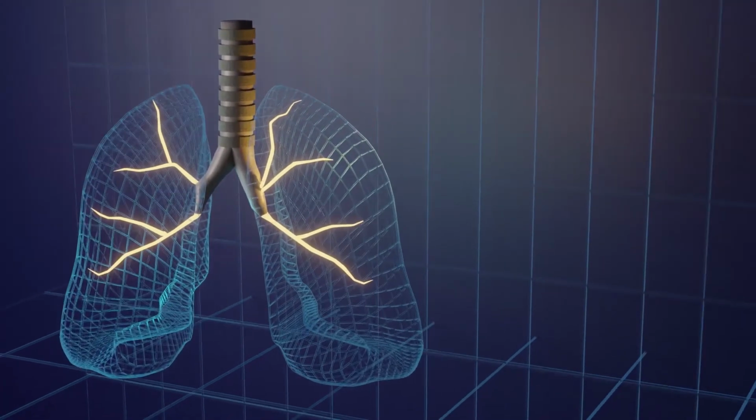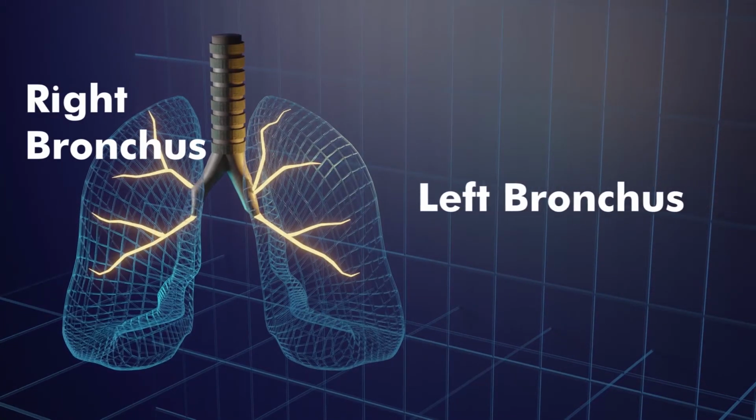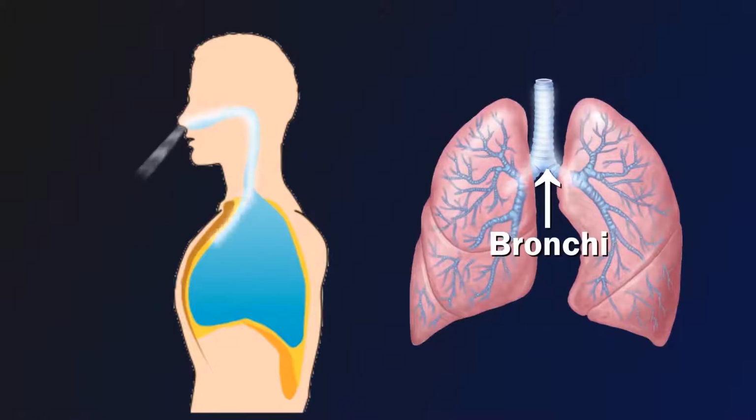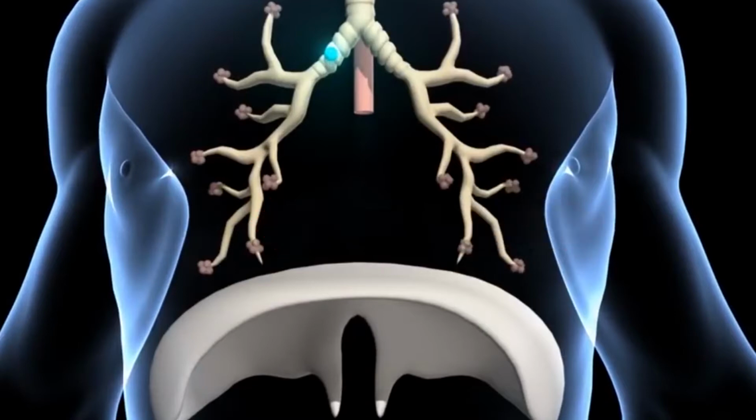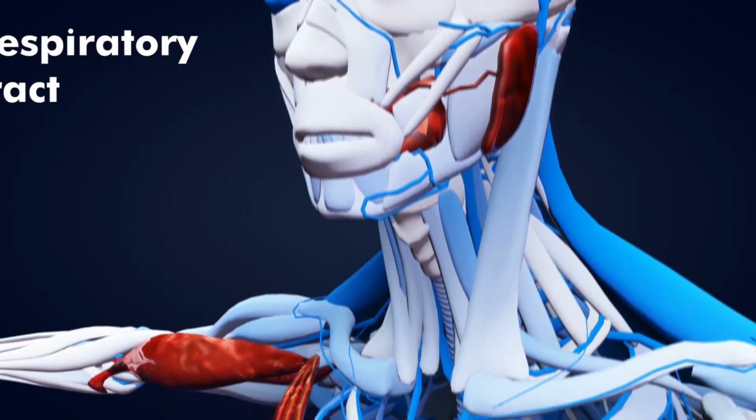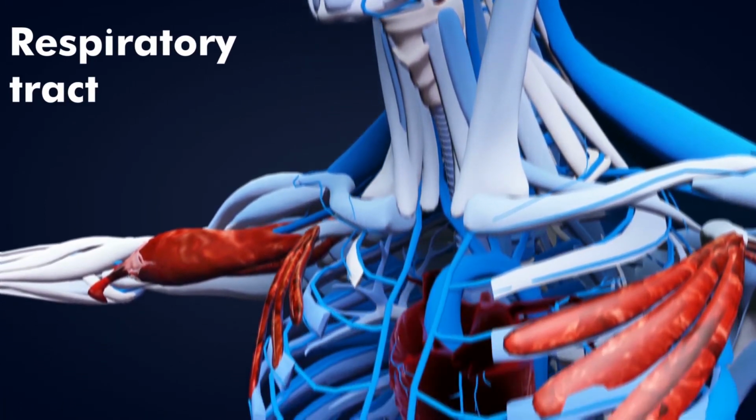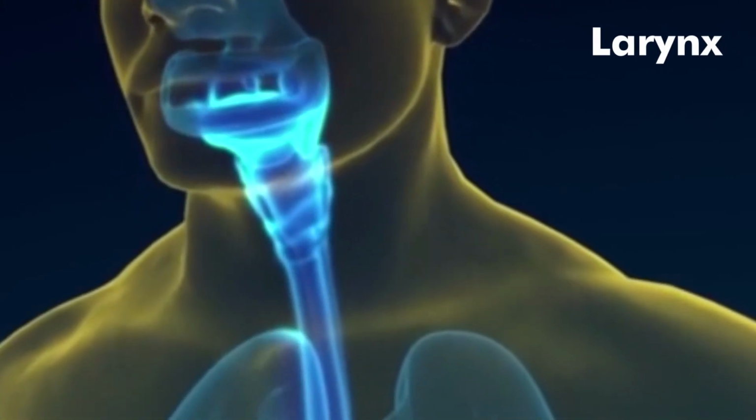The right main bronchus, the word for one of the bronchi, supplies the right lung. The left main bronchus supplies the left lung. These bronchi then go on to divide into smaller bronchi. The small bronchi divide into smaller and smaller hollow tubes, which are called bronchioles, the smallest air tubes in the lungs. The medical term for all the air tubes from the nose and mouth down to the bronchioles is the respiratory tract. The lower respiratory tract is from the larynx.